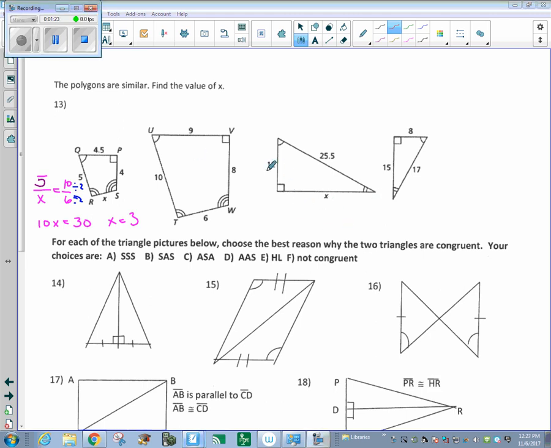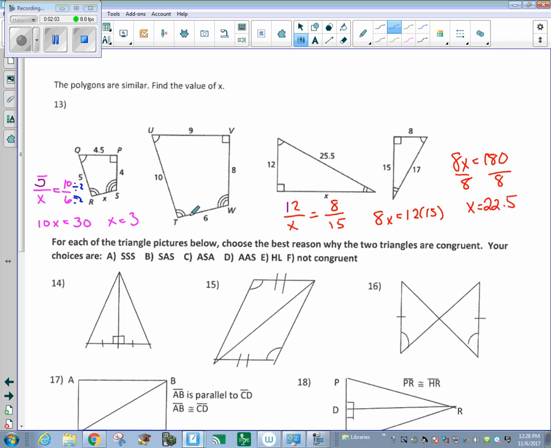All right, so setting these guys up, I'm going to set up common sides. I'm going to set up the height of this one, 12 is to x. And then I'm going to use the corresponding height on this one, 8 is to 15. When I cross multiply these, this is the only way I can do this one because I don't see anything relating between them very easily. So I'm going to cross multiply and make this 8x equals 12 times 15. Checking my math on that, I get 8x is equal to 180. And if I divide by 8, x comes out to be 22.5. All right, and that's what we're trying to do.